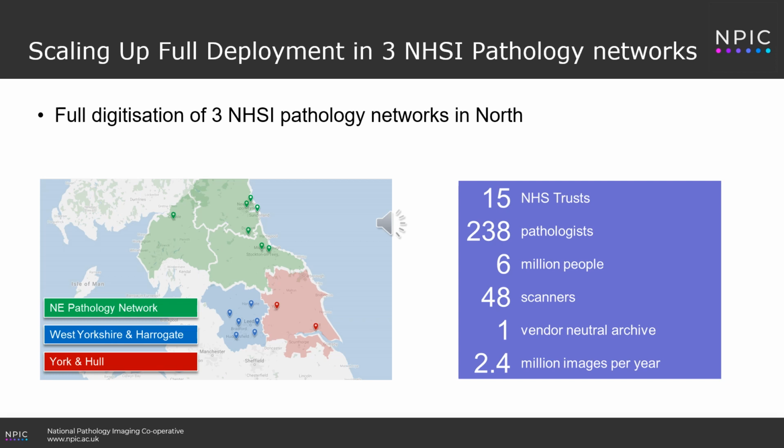With regards to driving the use of digital pathology, there are three parts to this from a program outcome perspective. The first is to scale up 3 NHS improvement networks across the north of England, which supports up to 6 million people. That's 15 NHS trusts, over 200 pathologists, with 48 high throughput scanners scanning over 2.4 million images each year.